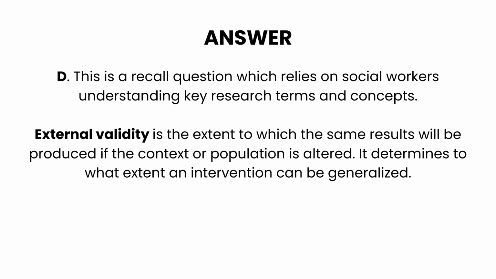If you answered D, you are correct. External validity is the extent to which the same results will be produced if the context or population is altered. So we're going from an adult population to a younger population. It determines to what extent an intervention can be generalized. So can we generalize the same intervention that we use for adults to the children's population? That is basically what external validity is.